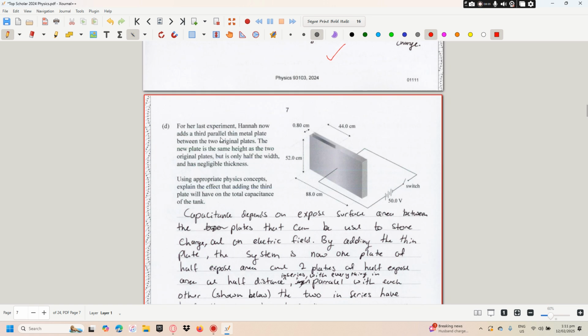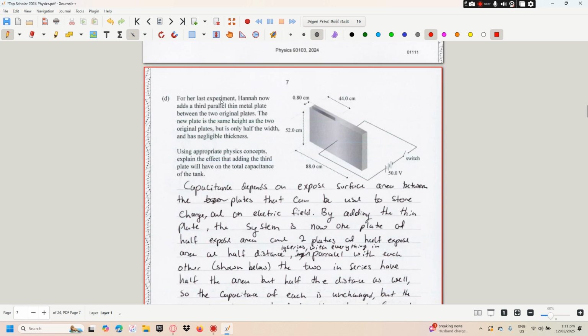Now the last question was the hardest in this section. There's this new plate that's been put between the 2 original plates. It's the same height as the 2 original plates, but only half the width, and has negligible thickness. That's important. Using appropriate physics concepts, explain the effect that adding the 3rd plate will have on the total capacitance of the tank.